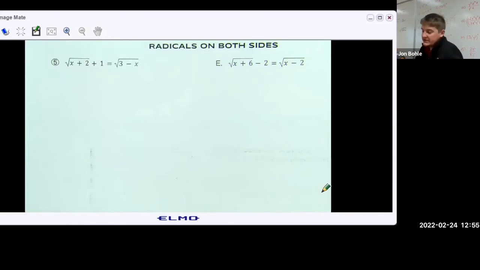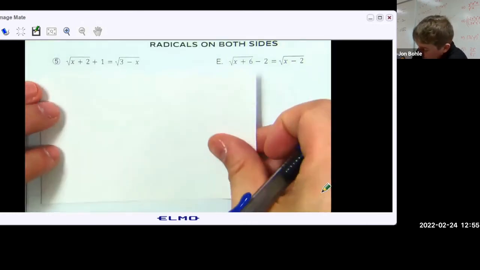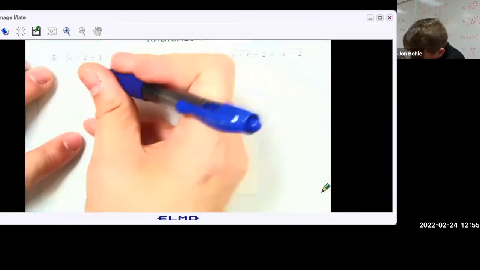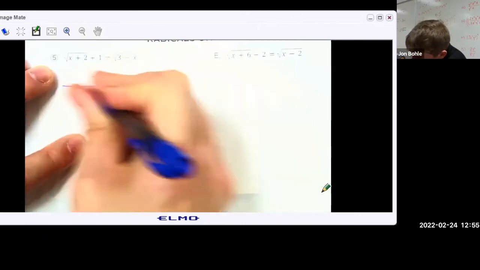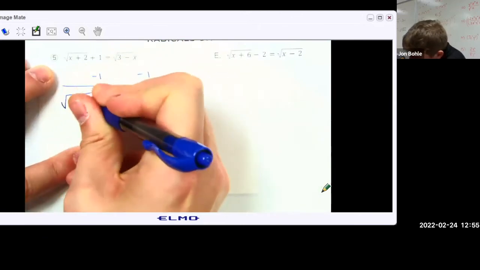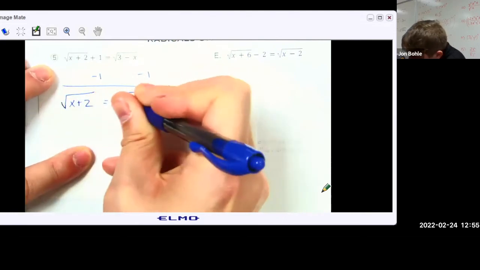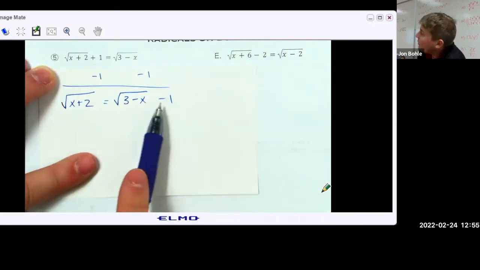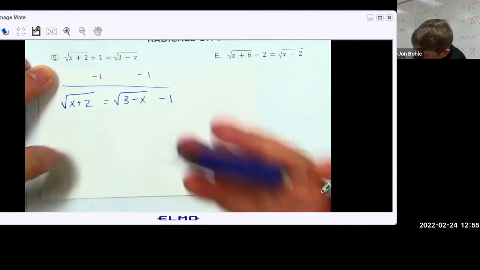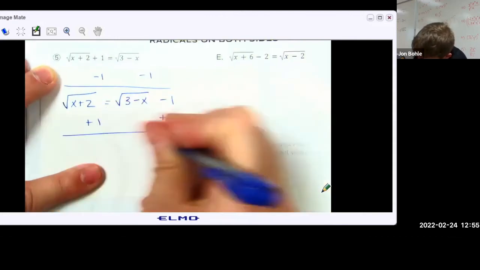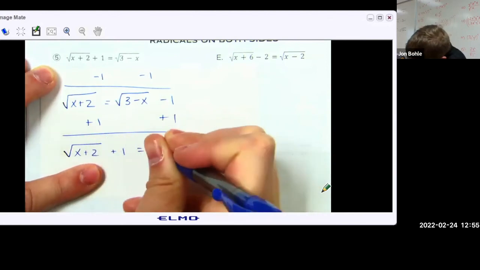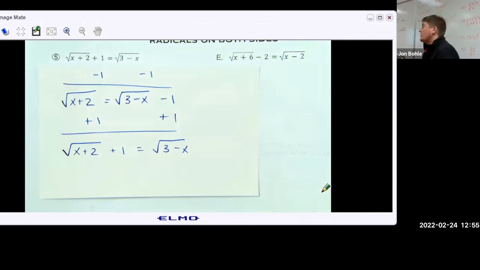But the problem is I need to get the radical by itself. So don't write this down. My guess is some of you are going to tell me I can get the radical by itself by subtracting 1, okay? And we can try that. If I do that, then I get the square root of x plus 2 is equal to the square root of 3 minus x minus 1. Well, then, you know what? I want to plus 1 so I can get this radical by itself. And then I'm just right back to where I started, okay?